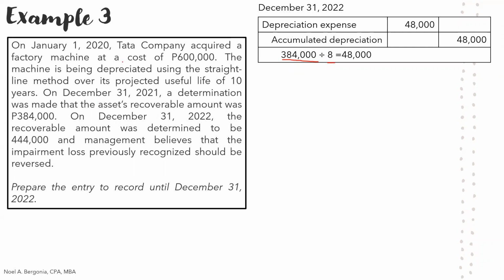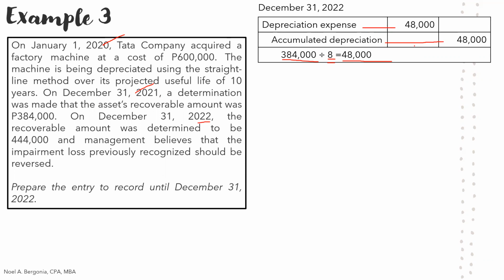Sir, bakit po 8 years? Kasi 'di ba 2020 and 21. Okay, so at the beginning of 2022, we still have 8 years remaining. That's why it's 48,000. Okay, so debit depreciation expense, 48,000, and we credit accumulated depreciation, 48,000. So nasusundan po ba ako, guys? If you have questions, please let me know lang po to our respective chat boxes.